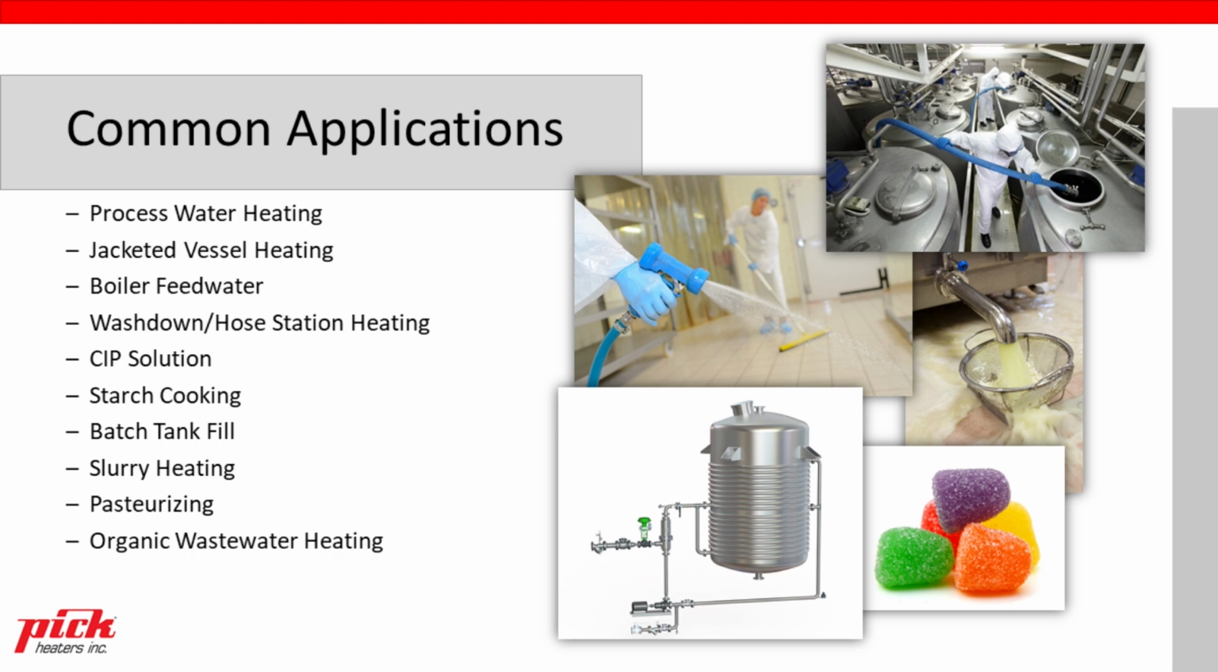And then there's washdown and hose station heating that covers a couple different markets. CIP solution, which typically covers the food and pharmaceutical and some chemical. Starch cooking, and that can be done in two areas. That can be done industrially for paper mills for making paper, and it can be done in the food industry for food grade starch. Then there's batch tank filling, which covers almost all industries. Different types of slurry heating, pasteurizing products, either directly in line or through the use of, say, a plate heat exchanger to generate hot water through the plate heat exchanger. And then organic wastewater heating.